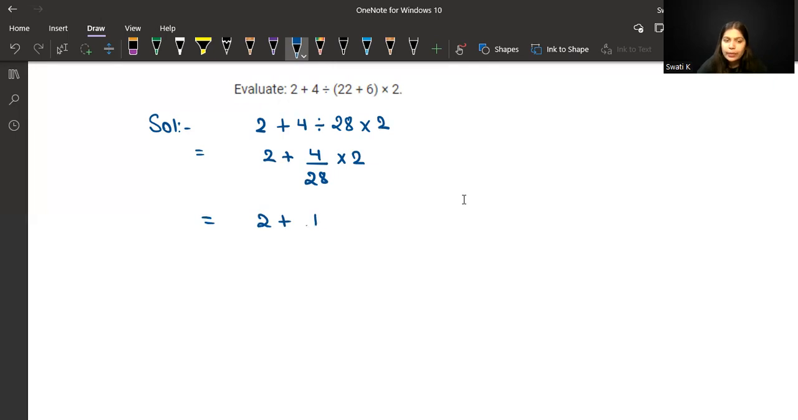Now, of course, 4 upon 28, if you want, you can write in the simplified form as well. That is 1 upon 7 because 4 times 7 is 28. And then times 2. Now, of course, you have to multiply this first. So 1 times 2 is 2 and then upon 7. Now, after this, of course, it is very simple. You can take an LCM. So 2 will become 14 upon 7 and this is 2 upon 7. So the answer is 16 upon 7.